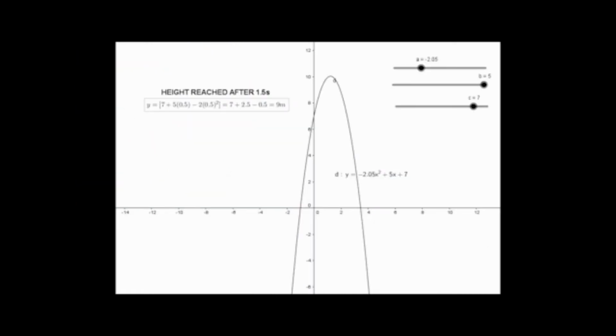The second point of the problem asks us what is the height reached after 1.5 seconds. So, if we watch the graph, we can see that 1.5 seconds corresponds to 0.5 on the x-axis. So we simply substitute 0.5 for all the x in the function. So we'll have that the height reached after 1.5 seconds corresponds to 9 meters.